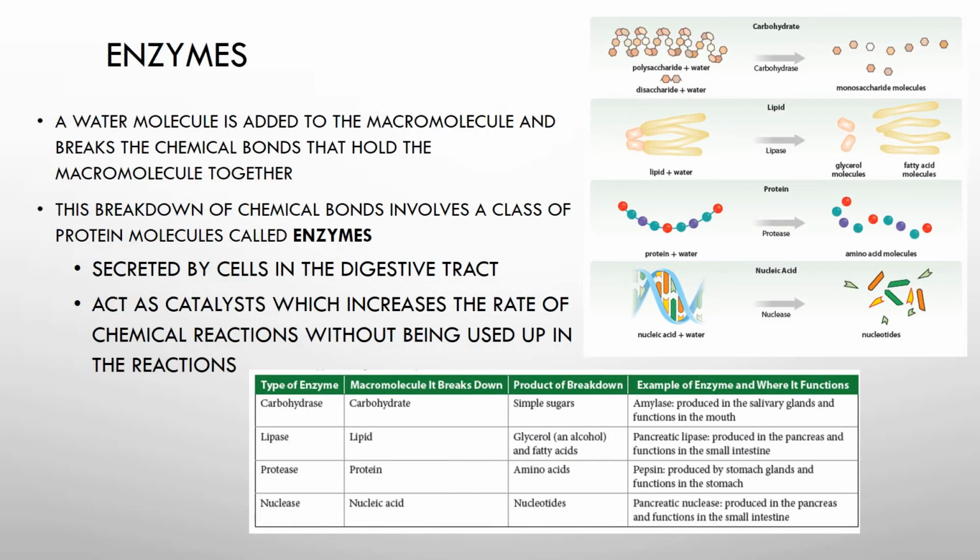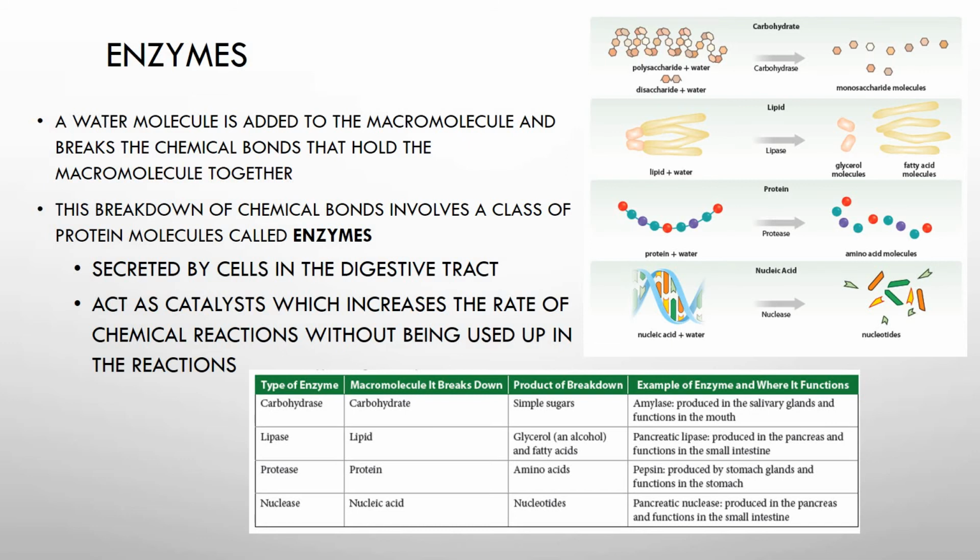Now, with hydrolysis, we know that we need a water molecule. So it's added to the macromolecule and it breaks down chemical bonds that hold the macromolecule together. This breakdown of chemical bonds involves a class of protein molecules called enzymes. They're secreted by the cells in the digestive tract, and they act as a catalyst, which increases the rate of a chemical reaction without being used up in the reaction.